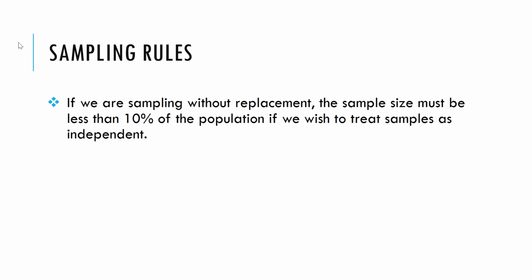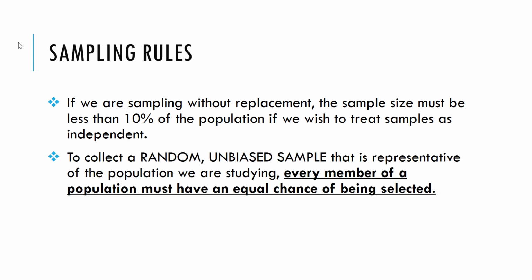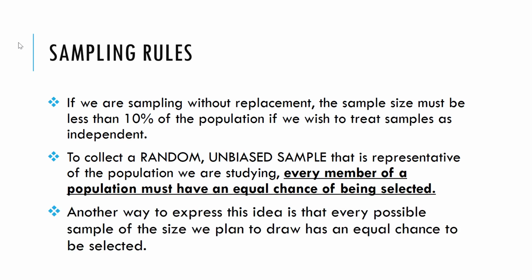Here are some sampling rules that we have to follow. If we are sampling without replacement, our sample size must be less than 10% of the total population if we wish to treat samples as independent. In order to collect random, unbiased samples that are representative of the population, every member of a population must have an equal chance of being selected. Another way to express this idea is that every possible sample of the size we plan to draw has an equal chance of being selected.